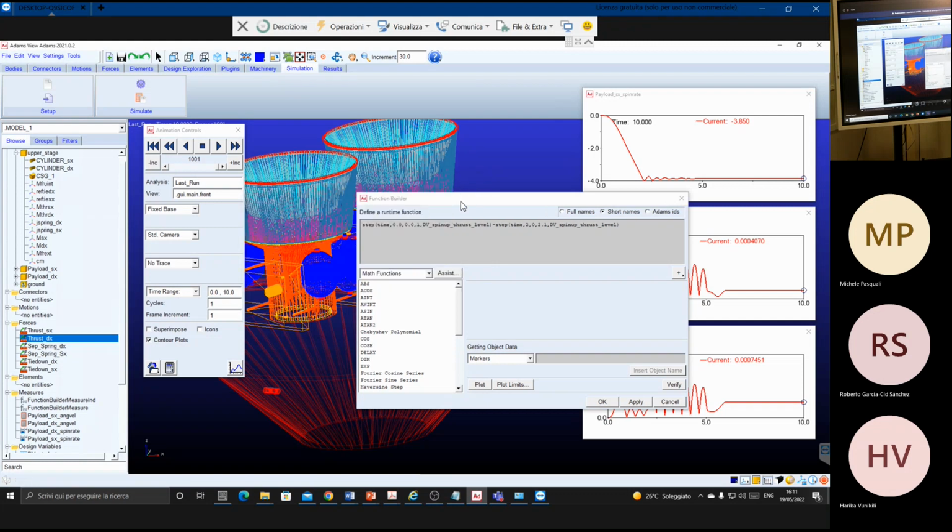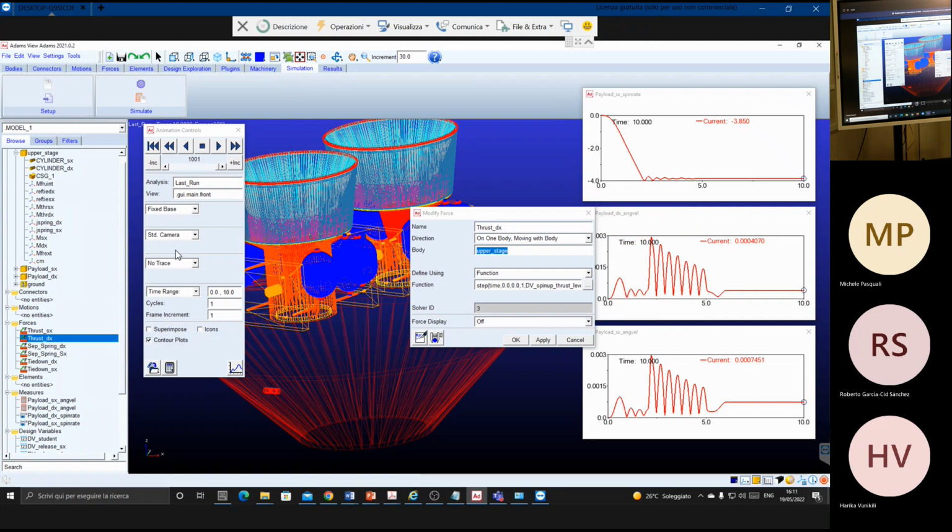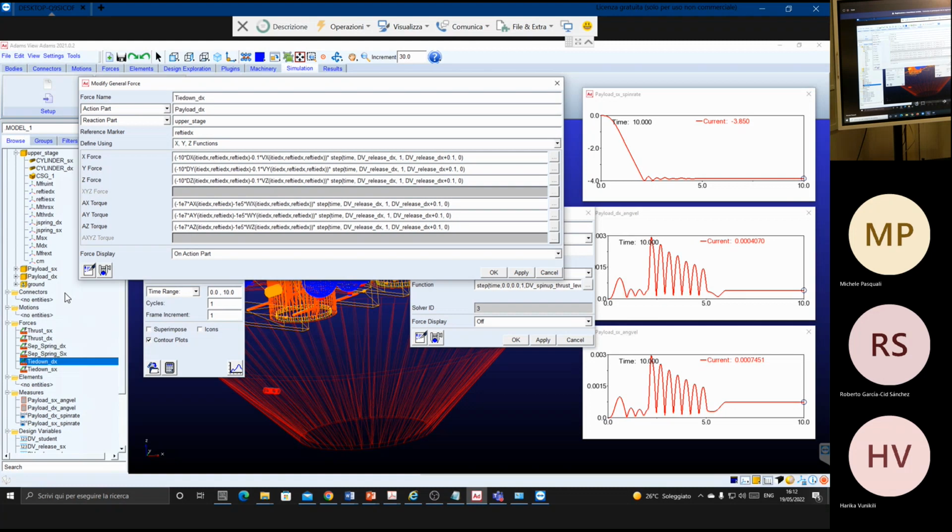And for the tie down, in this case I use the general force that basically holds together the two satellites to the payload adapter. Again here you can introduce a stiffness, a certain value of the damping, and a certain time. For example, this is 0.1, where this mechanism disengages.